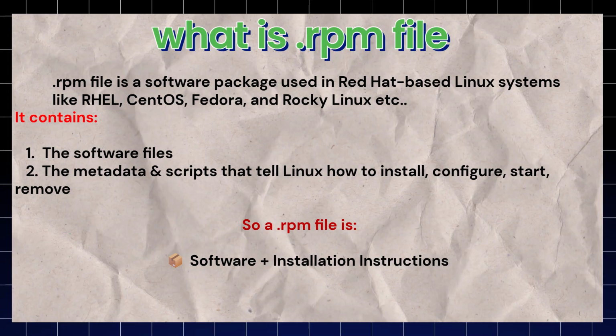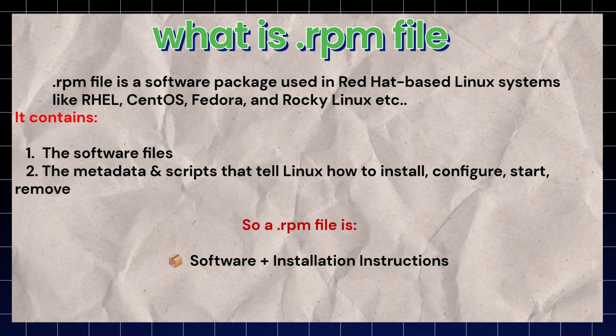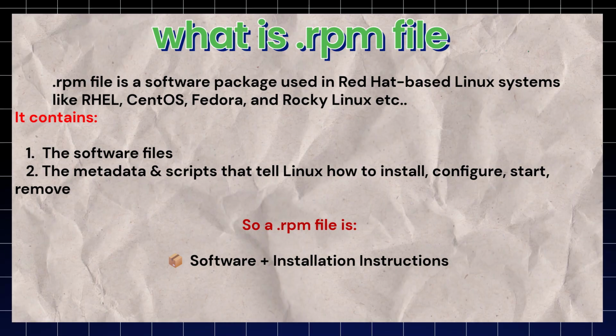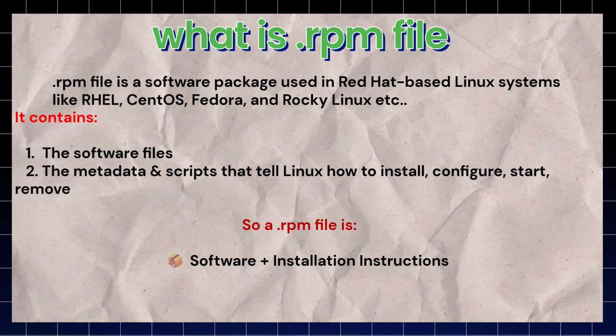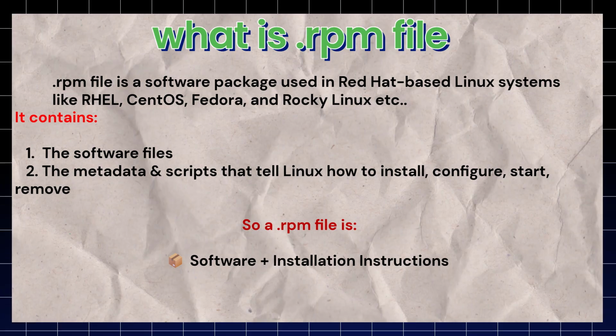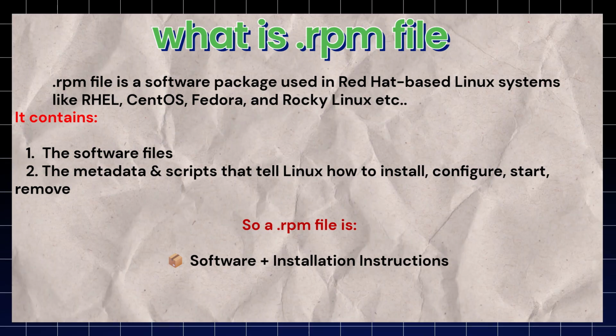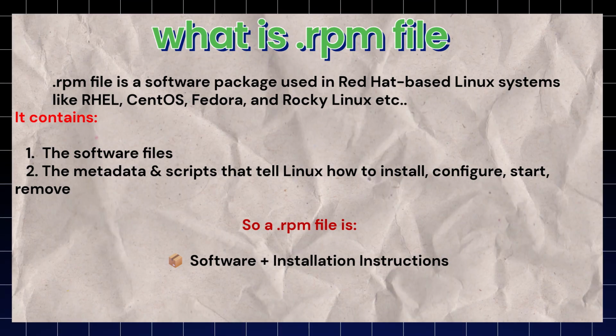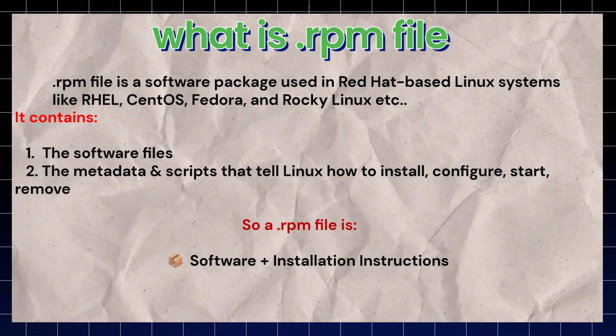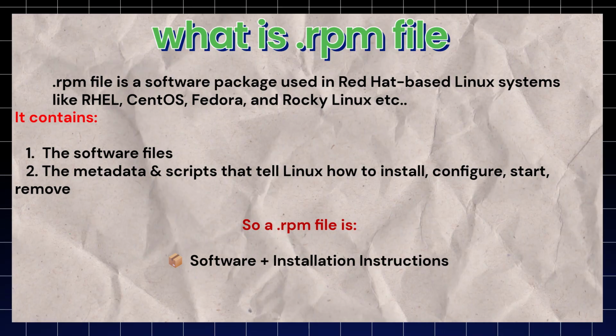Inside an .rpm file, you'll find two main things. First, the actual software files, the program you want to install. And second, metadata and scripts that tell Linux how to install, configure, start, and even remove that software properly. These scripts can run before installation, after installation, before uninstall, and after uninstall, making sure everything is set up correctly.